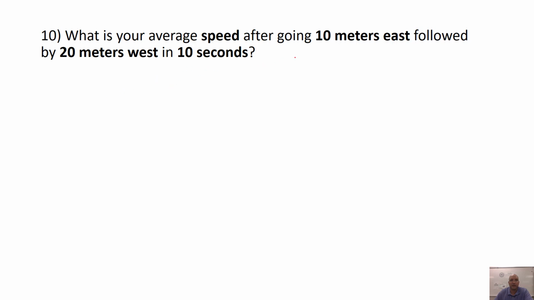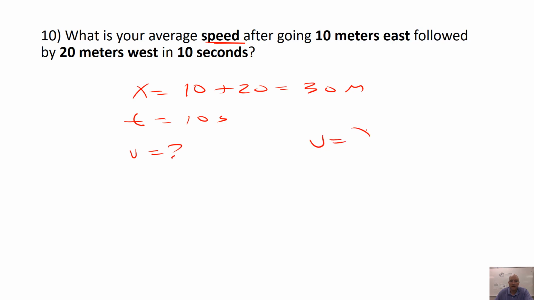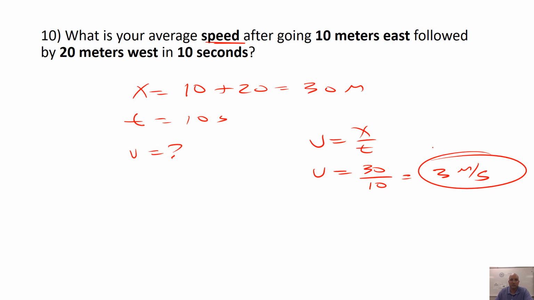What's your average speed after going 10 meters east followed by 20 meters west? Okay, so the difference here, now to solve for our x, we're just adding, because it's speed, it's a scalar. So remember that 10 plus 20, we go 30 meters, and we do that in a time of 10 seconds. And so when we're solving for velocity, v equals x over t, it's going to be v equals x, which is 30 meters, over time, which is 10 seconds. So we get 3 meters per second, no direction included.